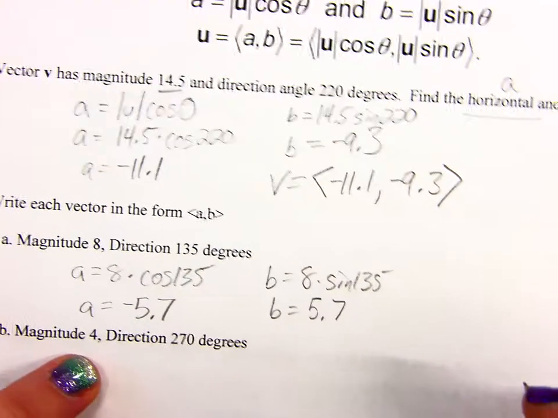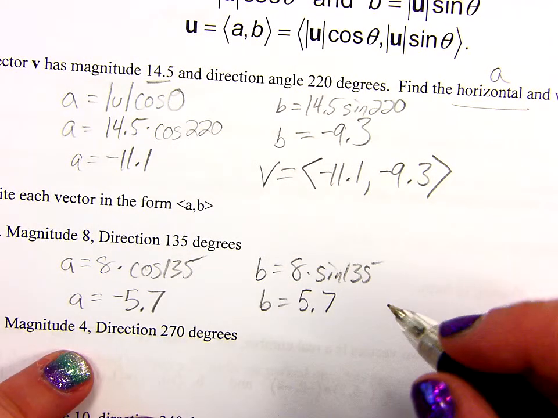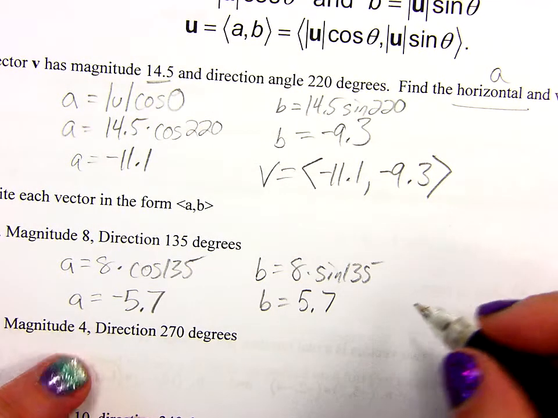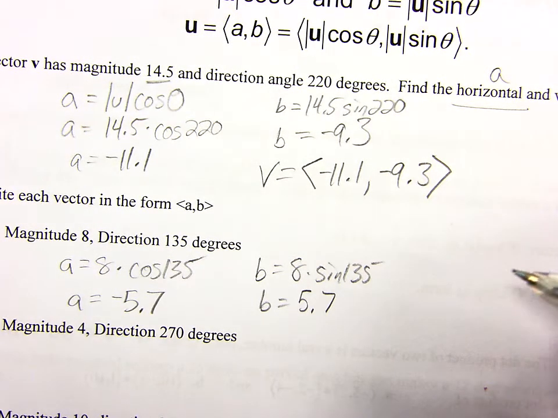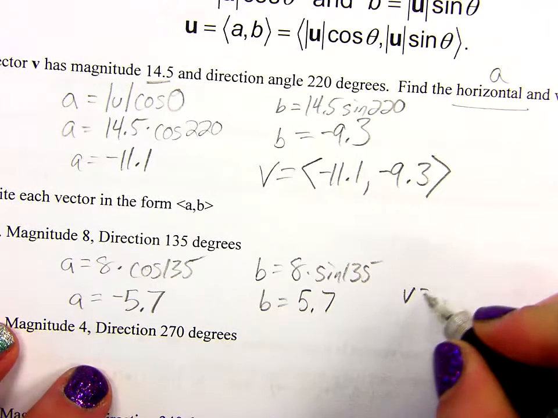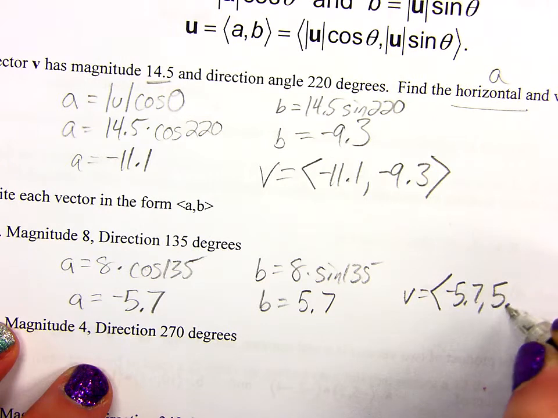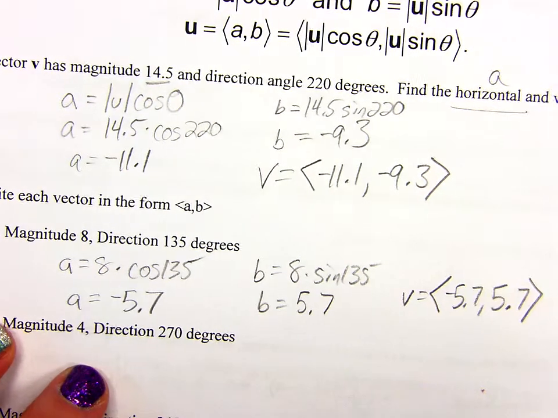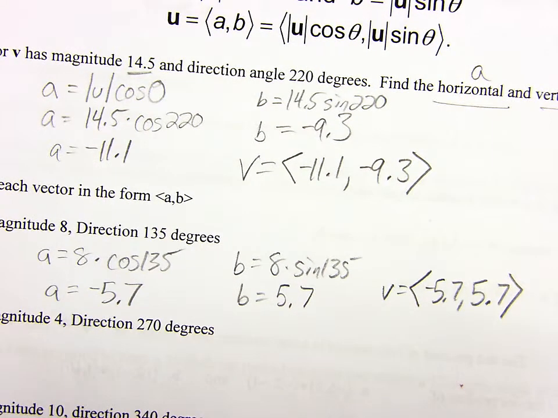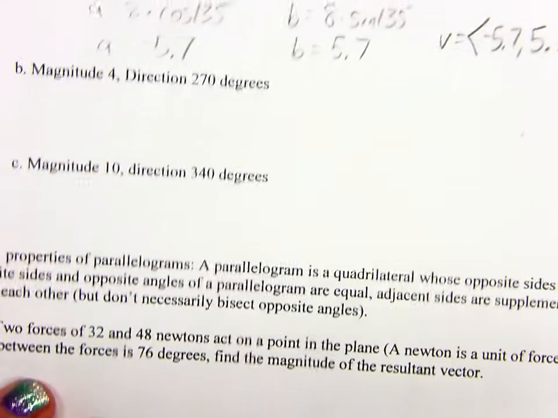So when I get my values for A and B, this vector, they didn't give it a name. Let's call it B again. I would just write it as negative 5.7, comma, positive 5.7. Did you get the same thing? All right, so easy enough. I assume you could do B and C. It's the same idea. Jump down to example 4.